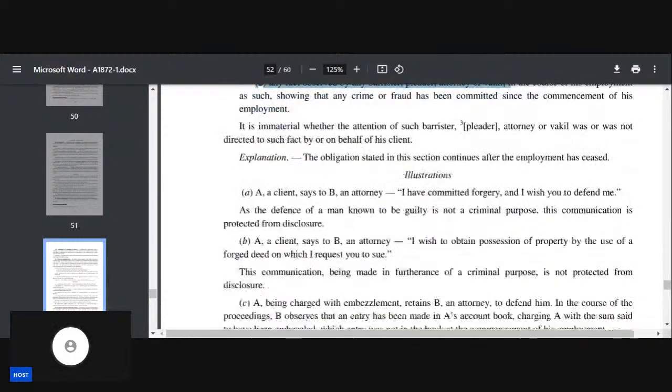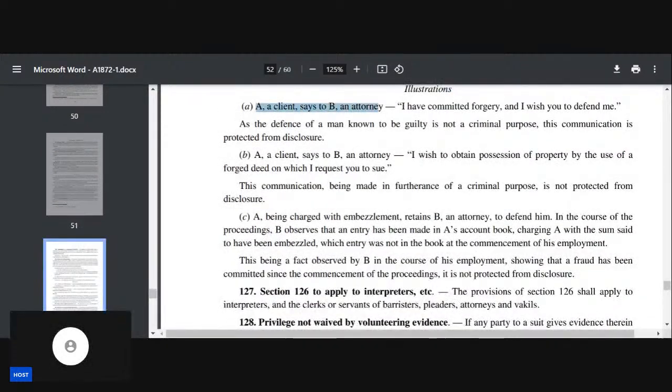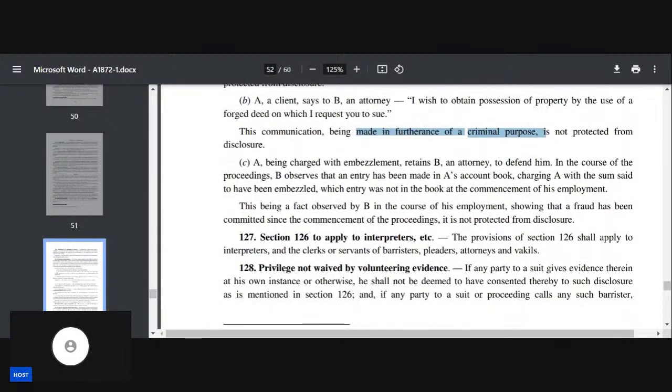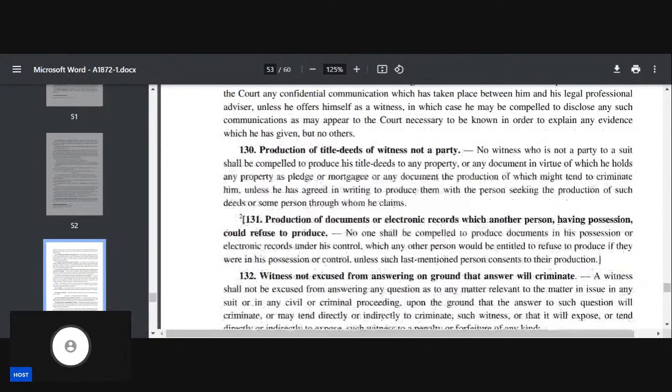So these are the privileged communication portions, and the illustrations are very important. Like if a client says to his attorney, I committed forgery and I wish you to defend me, so this communication is protected from disclosure. But if a client says to the attorney, I wish to obtain possession of property by use of a forged deed, and I request you to sue, then this is in furtherance of a criminal purpose. So it is not protected. It is not a privileged communication. And 126 will apply to the interpreters, clerks, and servants also, right? So this talks about privileged communication.